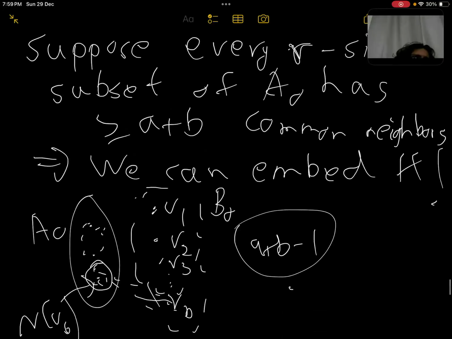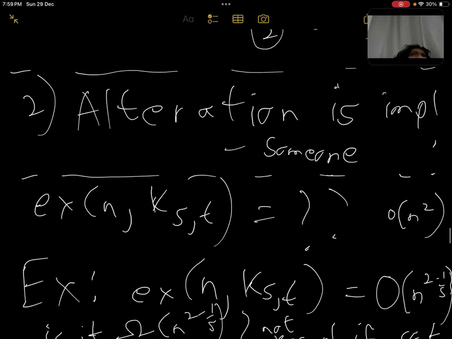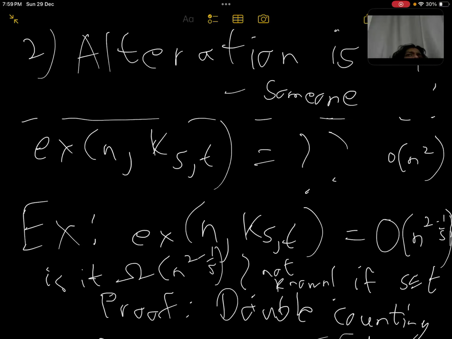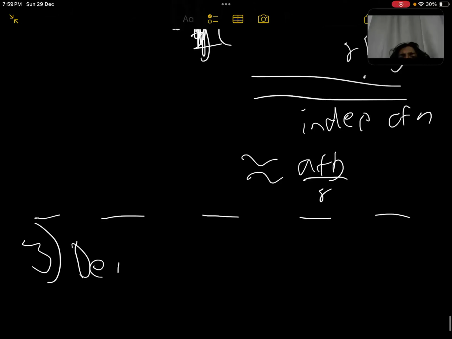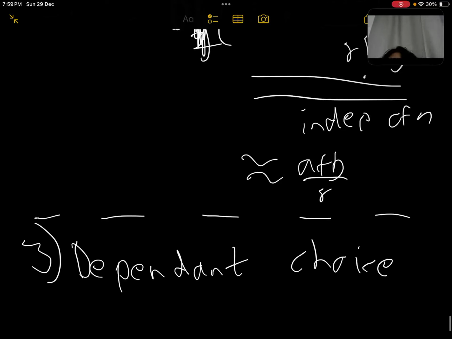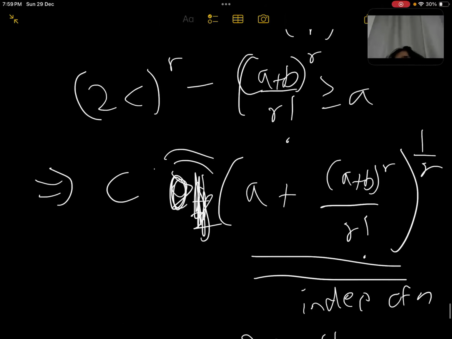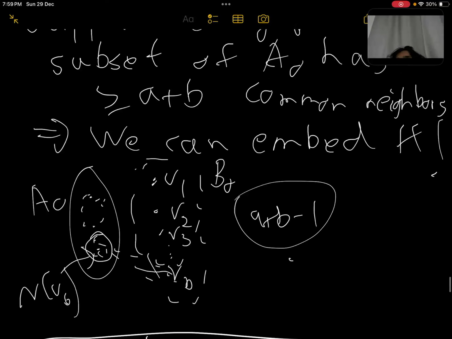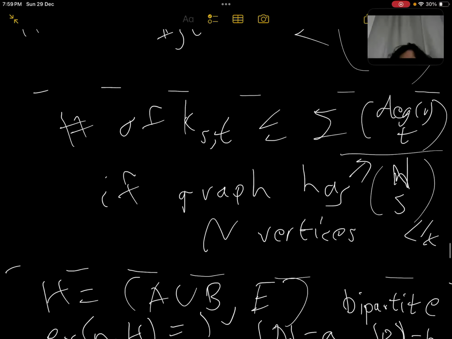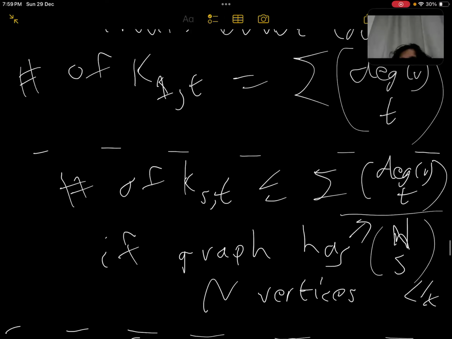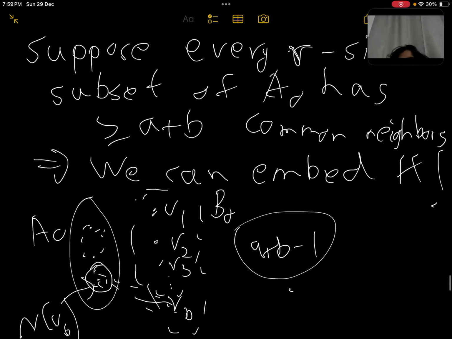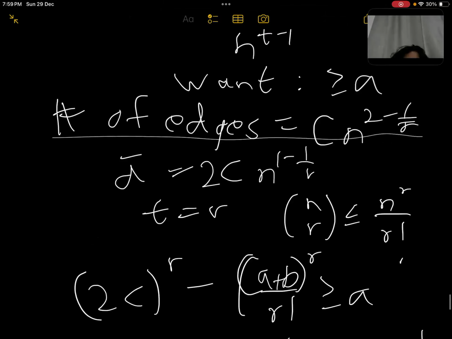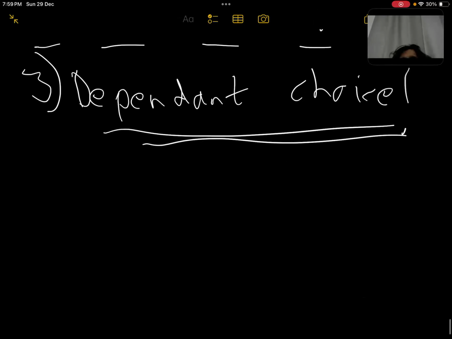There were three maxims that we used. First is choose randomly. Second one is alteration is important. And third one is dependent choice. Where did we use dependent choice here? Well, we didn't choose A naught directly. We chose A naught dependent on something we chose randomly. So we chose T randomly and we constructed A naught in this complicated way. That has gone for some reason now. But that's where this paradigm comes into play.